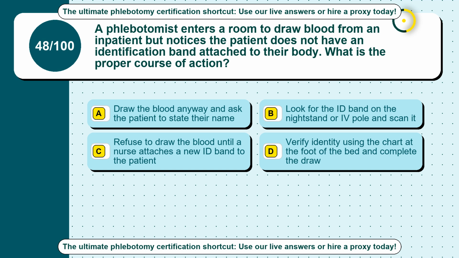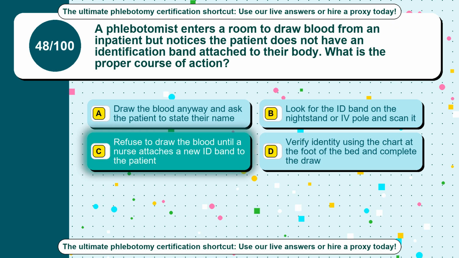Option B. Look for the ID band on the nightstand or 4-pole and scan it. Option C. Refuse to draw the blood until a nurse attaches a new ID band to the patient. Option D. Verify identity using the chart at the foot of the bed and complete the draw. The correct answer is option C. Refuse to draw the blood until a nurse attaches a new ID band to the patient.